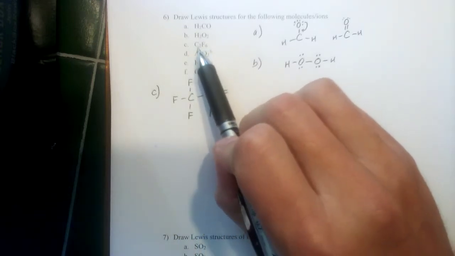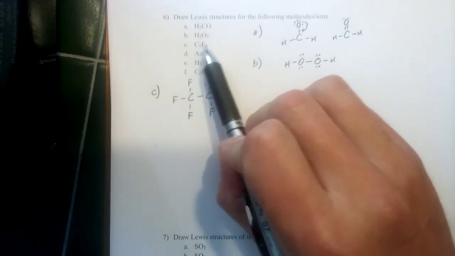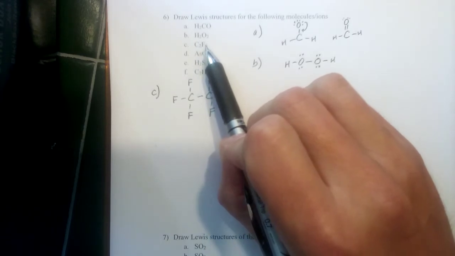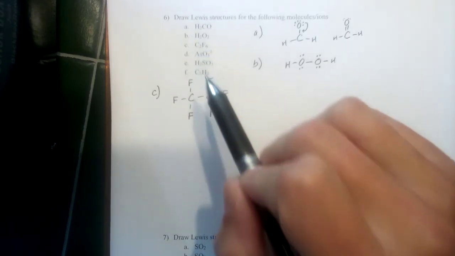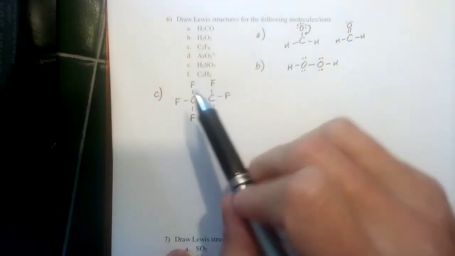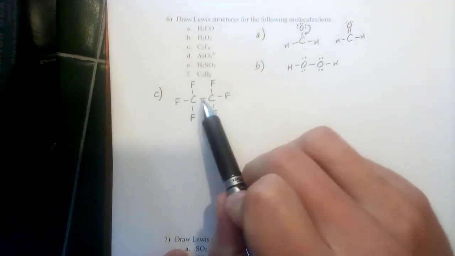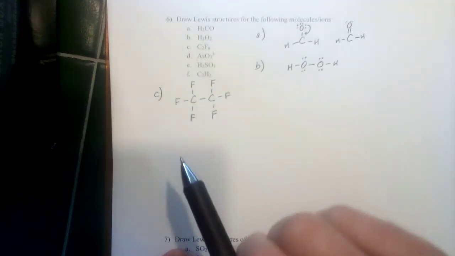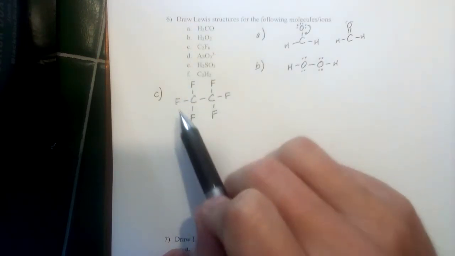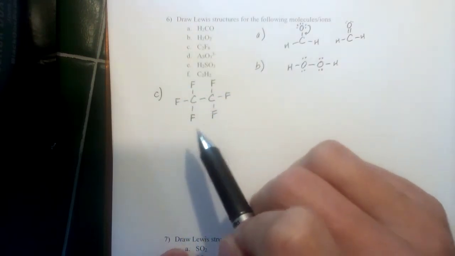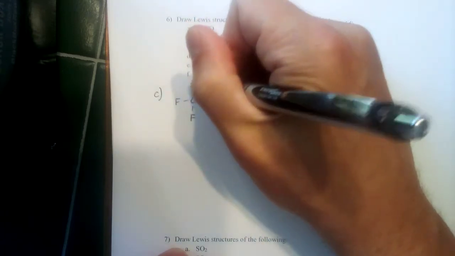Now, total electrons here: 4 from each carbon would be 8, 7 from each fluorine, so 7 times 6 is 42, plus 8, 50 total electrons here. Now we used 2, 4, 6, 8, 10, 12, 14. That means there's 36 left. Well, we need 6 for each of those 6 fluorines. That would account for all 36.